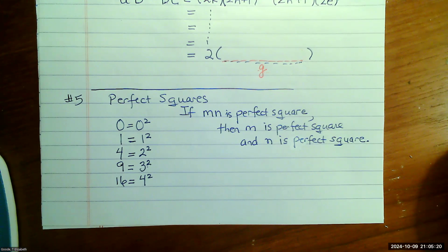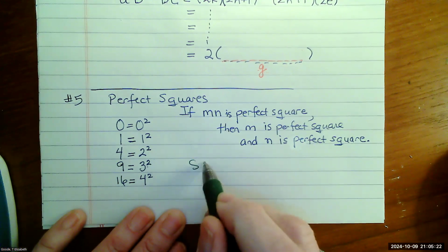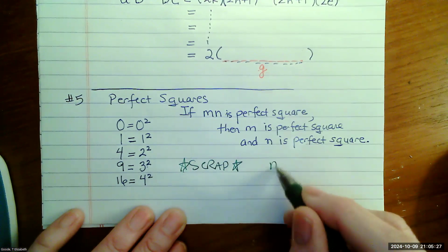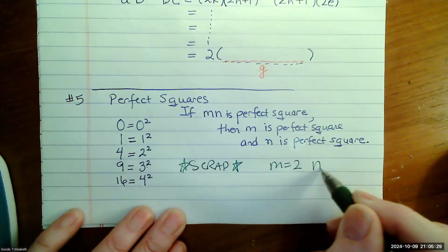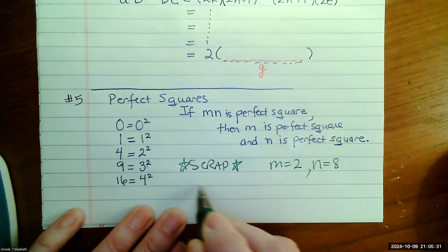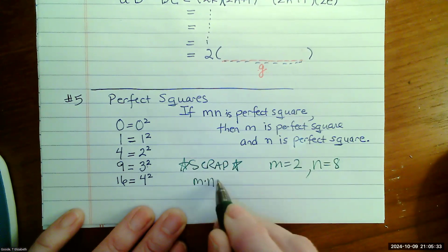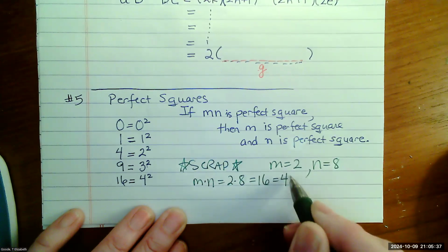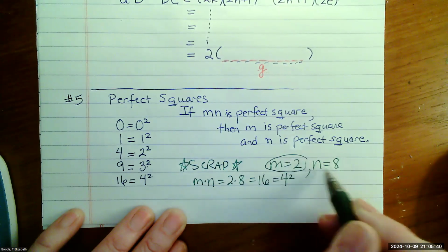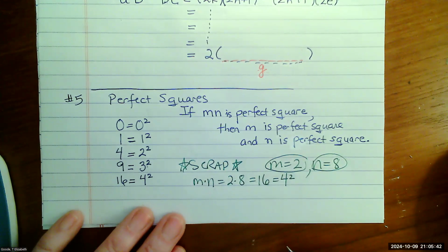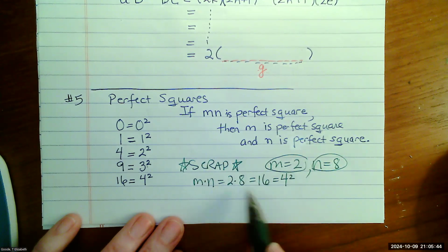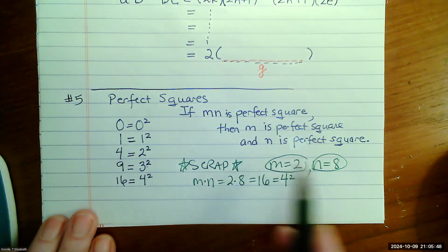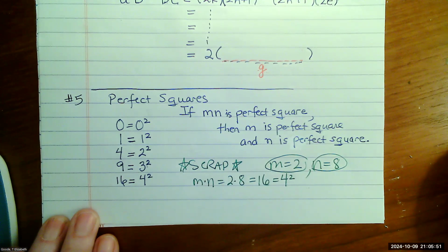Let's do 2 times 8. Exactly. If m is 2 and n is 8, then m times n is 2 times 8, and that's 16, and that is a perfect square. But look at m and n, they're not perfect squares, are they? Nope. So that would be a perfect counterexample. You have just figured out that the statement is false.